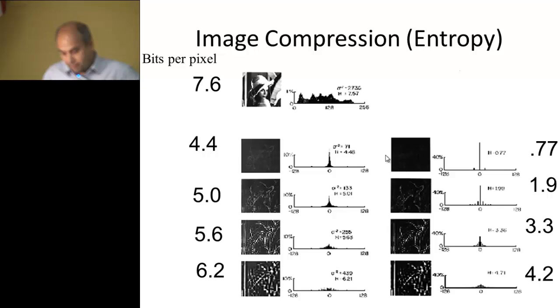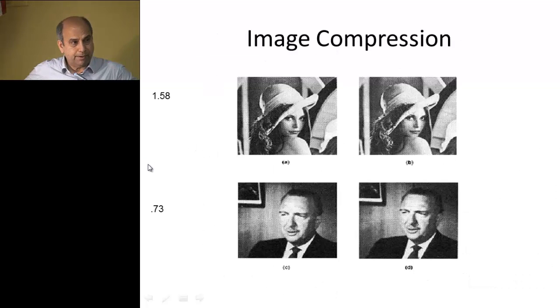So then the entropy of this will become actually less than a bit per pixel, 0.77, 1.9 and so on. So this is much better than this, and it's much better than this. So if you do all that, then you can do pretty good compression. For this image, per pixel you need only 1.58 bits, as compared to more than 7 bits you had. And in this one, 0.73. One is compressed, the other is not compressed, but you cannot distinguish. They look very similar. So that's a nice application of the Laplacian pyramid.